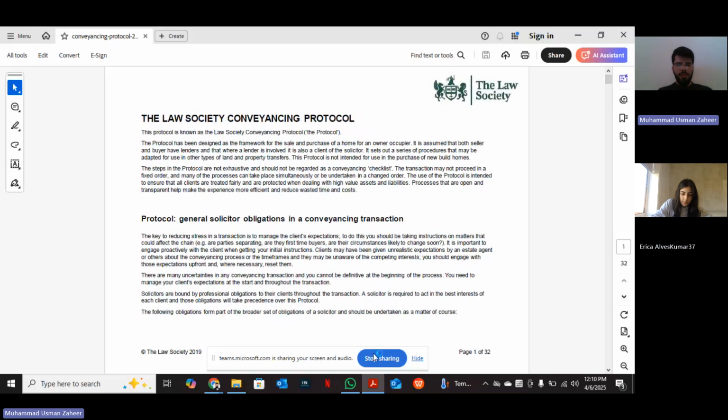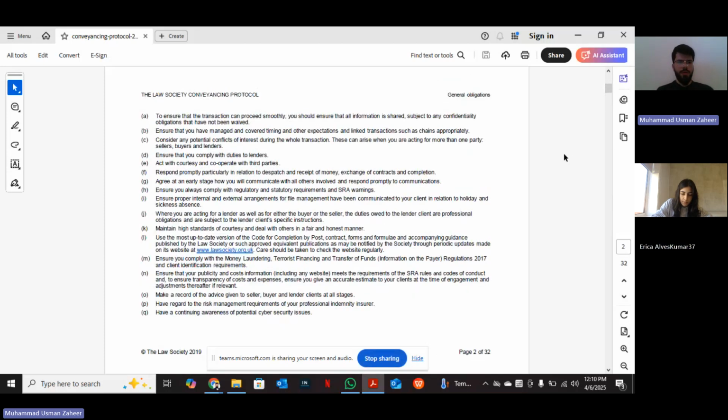Now, let's go through. So, what is the objective of this protocol? Number one, to ensure that the transaction can proceed smoothly. And then you should ensure that all information is shared, subject to any confidentiality obligations that have not been waived. Ensure that you have managed and covered timing and other expectations and linked transactions such as chains appropriately.